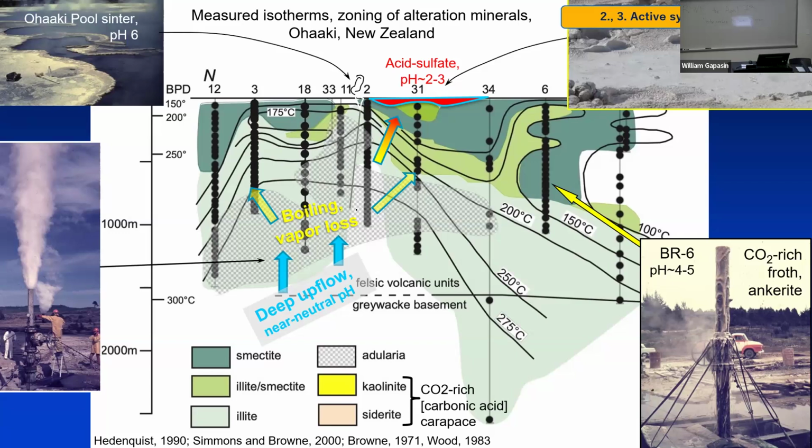CO2 forms carbonic acid. The pH of beer is 4 to 4.5. If you're into German beers, heavier beers, lower pH. Let's say 4.5. Just imagine if you put feldspar into beer and heated it up to 200 degrees, you'd form kaolinite.